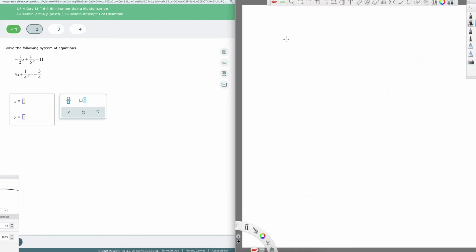So I'm going to take the whole thing, negative 1/2 x plus 1/5 y equals 11, and multiply this entire thing by 10. I'm not starting necessarily with the elimination yet. I'm just trying to eliminate all the fractions. So I am eliminating, but in a different way. I'm not eliminating to solve quite yet. This is just going to make it easier to look at.